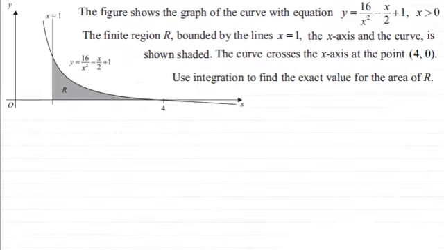Hi. Now in this part of the question we're given this curve y equals 16 over x squared minus x over 2 plus 1 where x is greater than 0. We've got this region R trapped between the lines x equals 1, the x-axis, and where it crosses the x-axis at the point (4, 0). And we've got to use integration to find the exact value for the area of R.